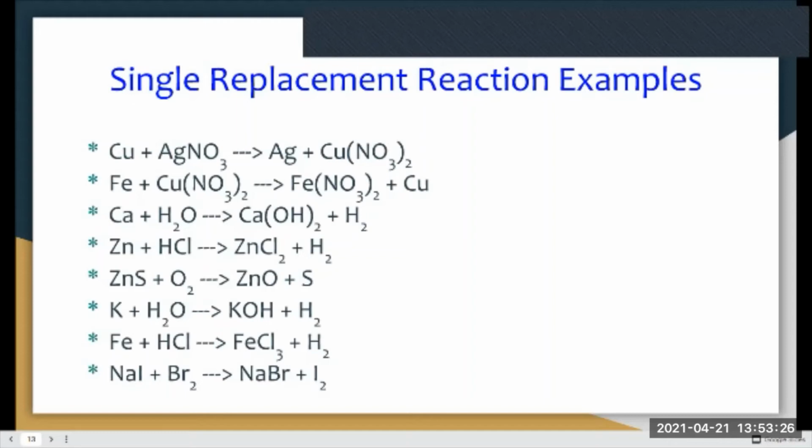Here's zinc and hydrochloric acid becomes zinc chloride and hydrogen gas. Often when you see hydrogen, it'll often turn to hydrogen gas. Zinc sulfide and oxygen becomes zinc oxide and sulfur. Look, here's another one with water. So add potassium to water becomes potassium hydroxide and hydrogen gas. We also saw this one, but it kind of exploded on us. We have iron and hydrochloric acid becomes iron 3 chloride and hydrogen gas. And then sodium iodide and bromine becomes sodium bromide and iodine gas.